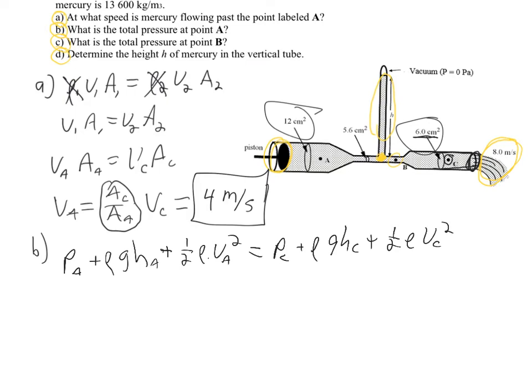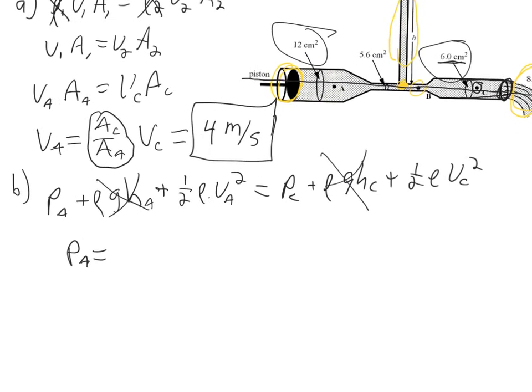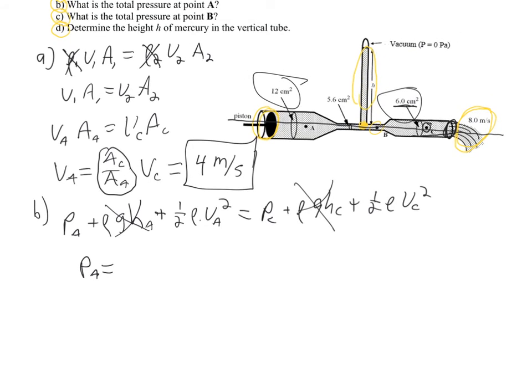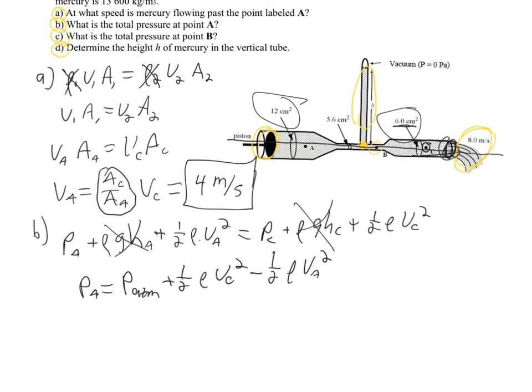And now here, since the center of our fluid is at a steady height, there's no change in height, so these terms just go away. PA then just becomes equal to PC plus 1/2 rho vC squared minus 1/2 rho vA squared, where the pressure at C as it comes out is just atmospheric. So atmospheric pressure plus 1/2 rho vC squared minus 1/2 rho vA squared, and you can find the pressure at point A. The cool thing is this idea of Bernoulli's is what you use for the rest of the problem.